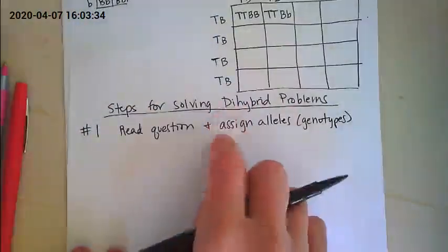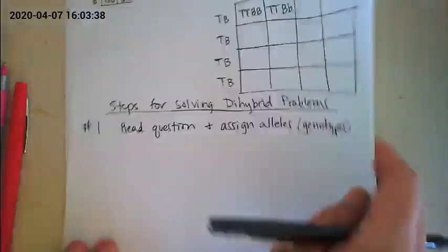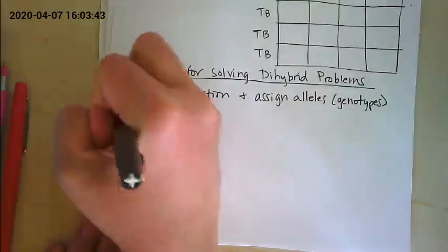But that was something you had to do for monohybrid crosses. So that skill is not going away. You'll get more practice with that. All right, that's easy. That's something we've done before.